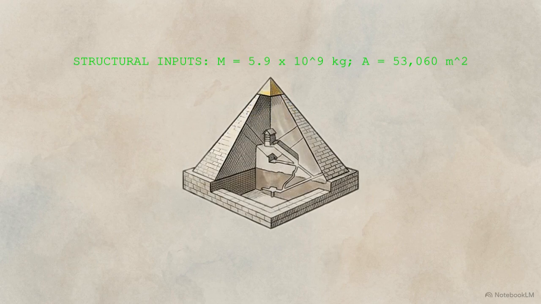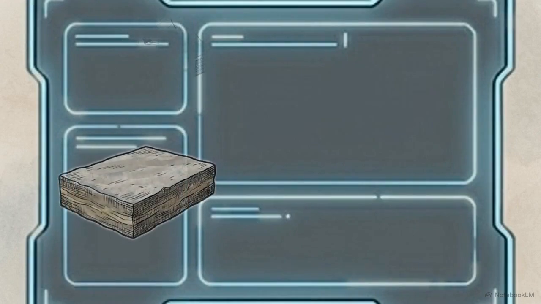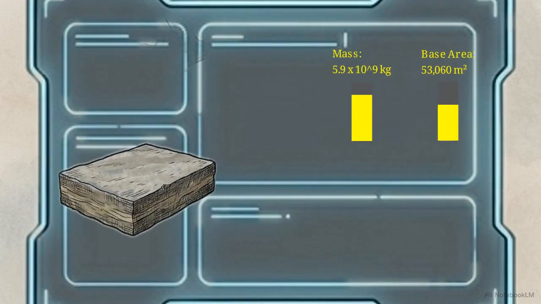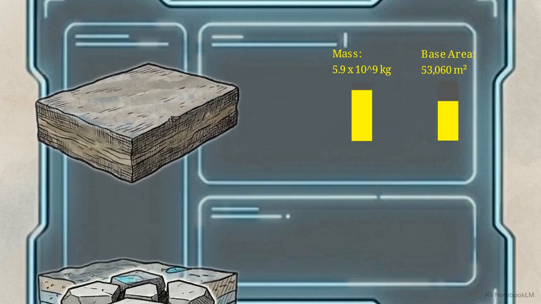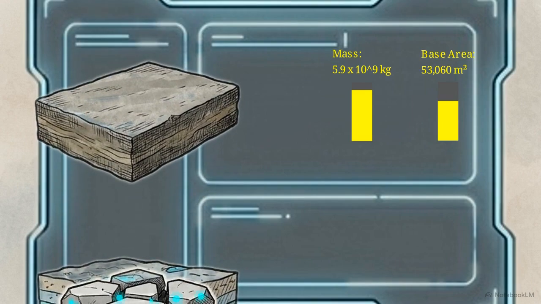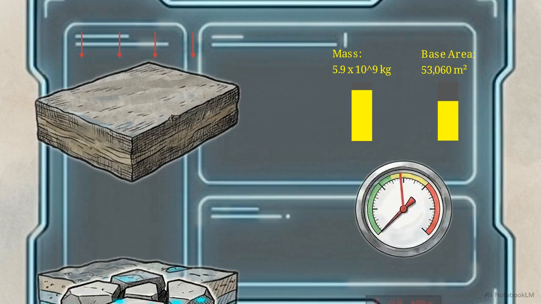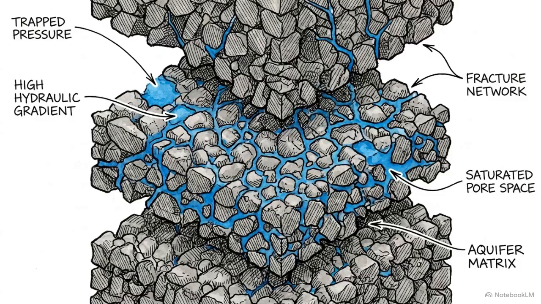Our calculation starts with the primary structural inputs, a total mass of 5.9 billion kilograms resting on a base area of 53,060 square meters. This load sits on the Mokattam limestone substrate. This bedrock has a porosity between 15 and 25%, meaning up to a quarter of its volume is empty void space filled with water. That porosity makes the rock function like a rigid sponge, capable of physical compression under an extreme load. Across the pyramid's footprint, the mass generates an applied localized pressure of 1.09 megapascals. This pressure is the engine required to perturb the equilibrium of the aquifer.